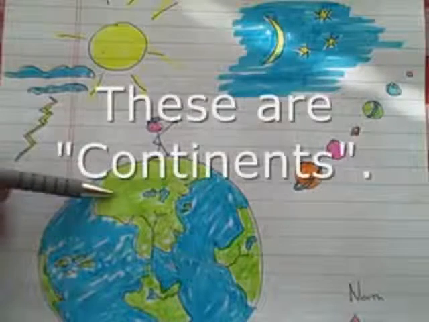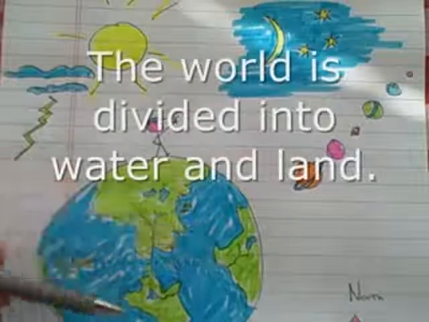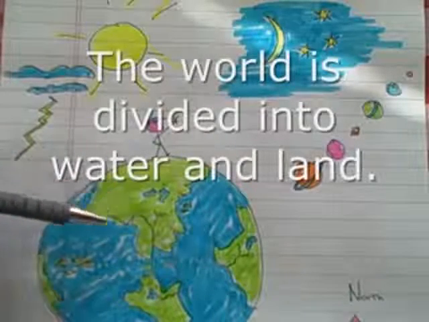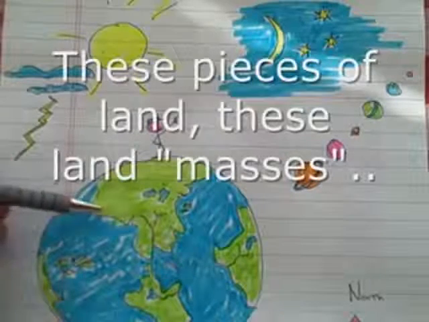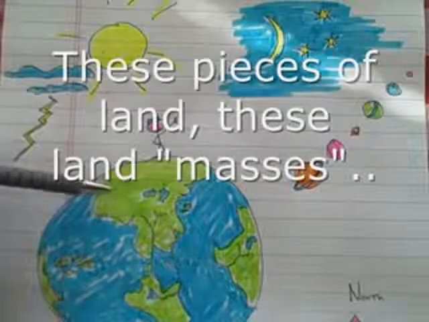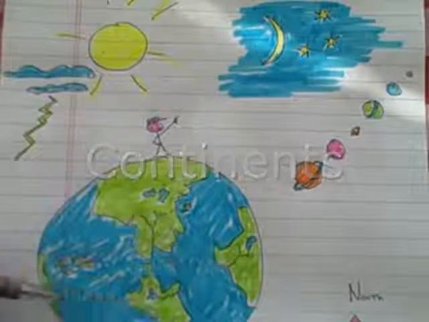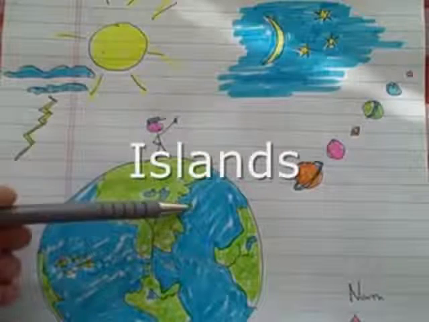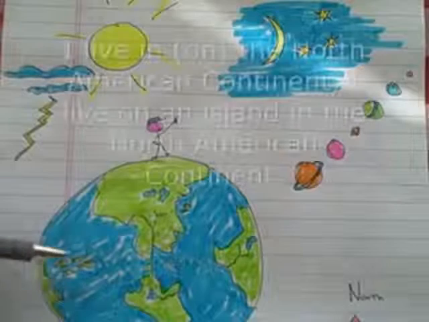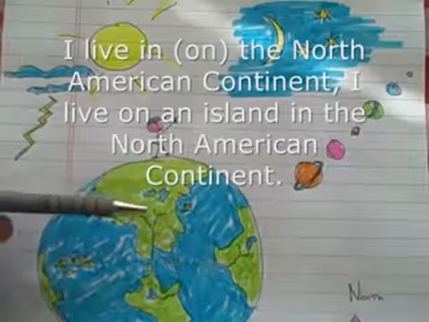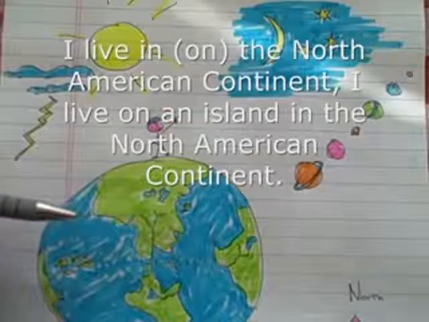These are continents. The world is divided into water and land. These pieces of land, these land masses, are called continents. Smaller ones are called islands. I live in the North American continent. I live on an island in the North American continent.